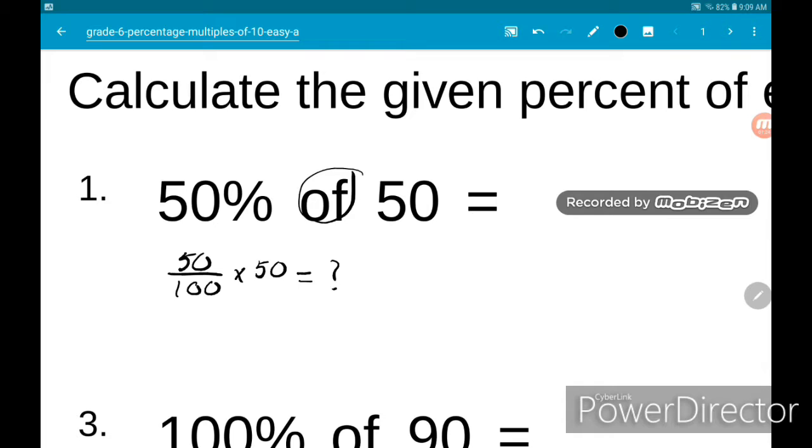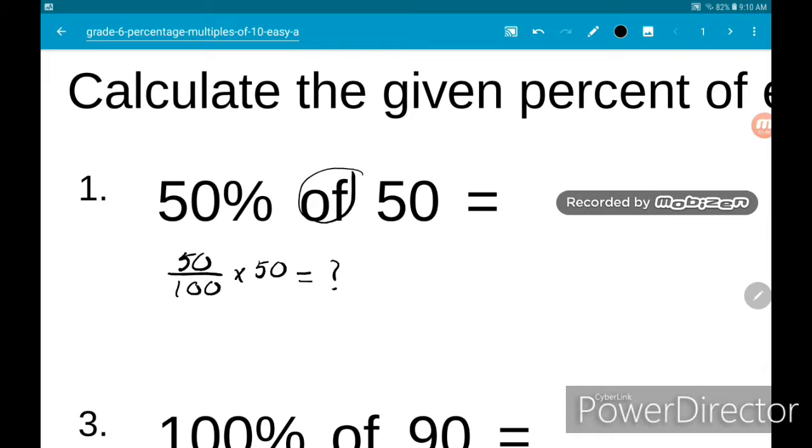Now, Nelson, what does the "of" mean? Yeah, times. Multiplication, times. Every single time you see "of," it means times. Other words like that will give you a different procedure, but "of" always means times.